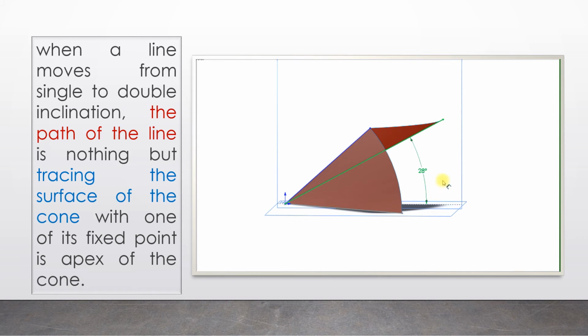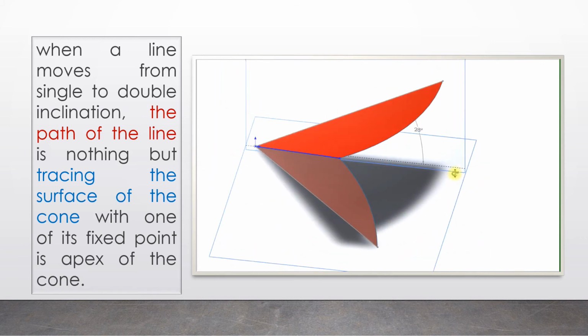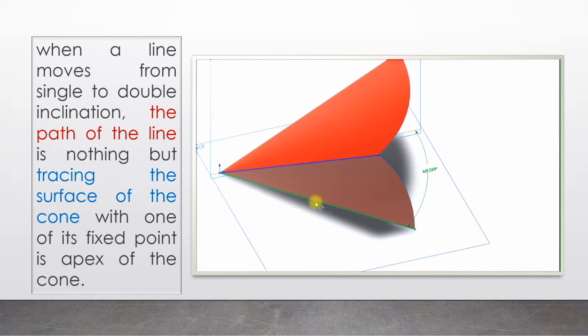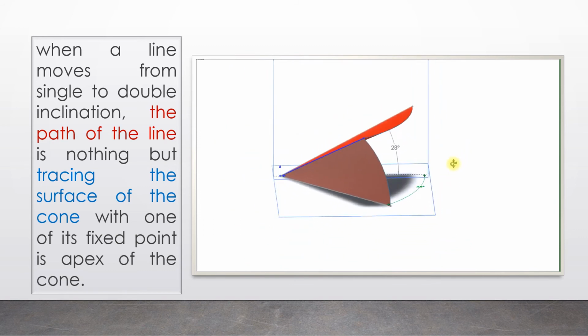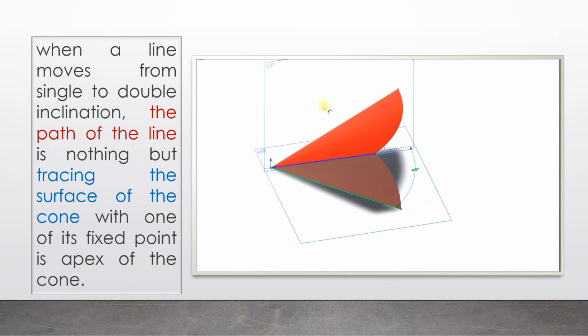You see the inclination with the HP is 28 degrees. The line only, the true length is visible. So true length and true inclination is visible in the VP. Likewise, true length and true inclination in the HP is 45 degrees. But when it is projected on two-dimensional paper, we can see the true length only when it is available.